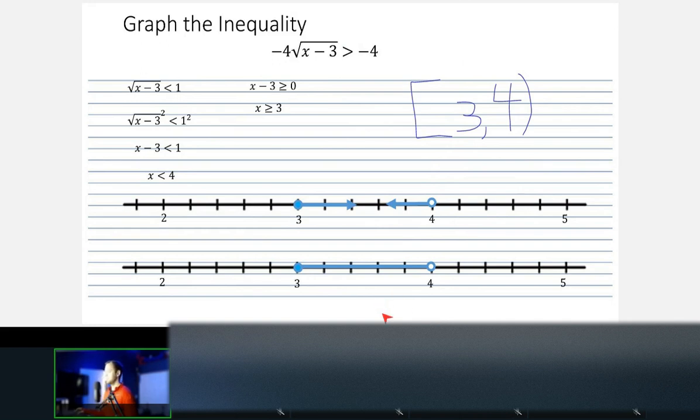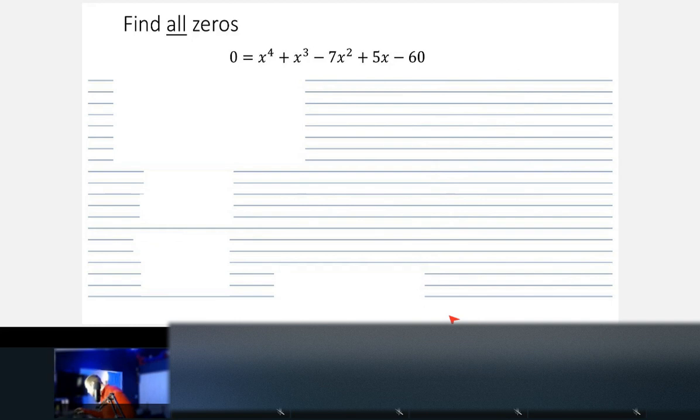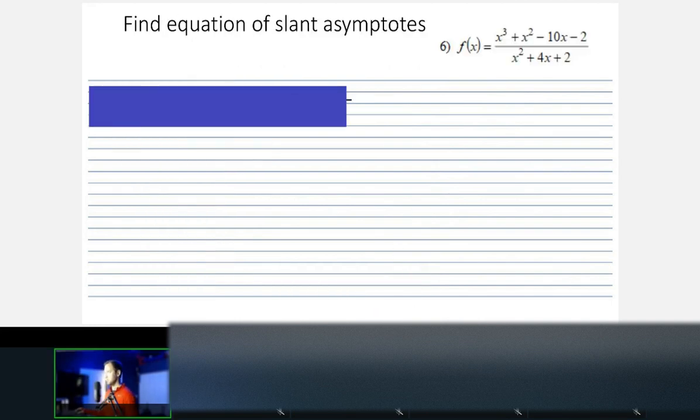All right, let's go on to the next one. How much time we got left? Oh, got 2 minutes. It's the last one, I think. I got 2 more. All right, real quick.